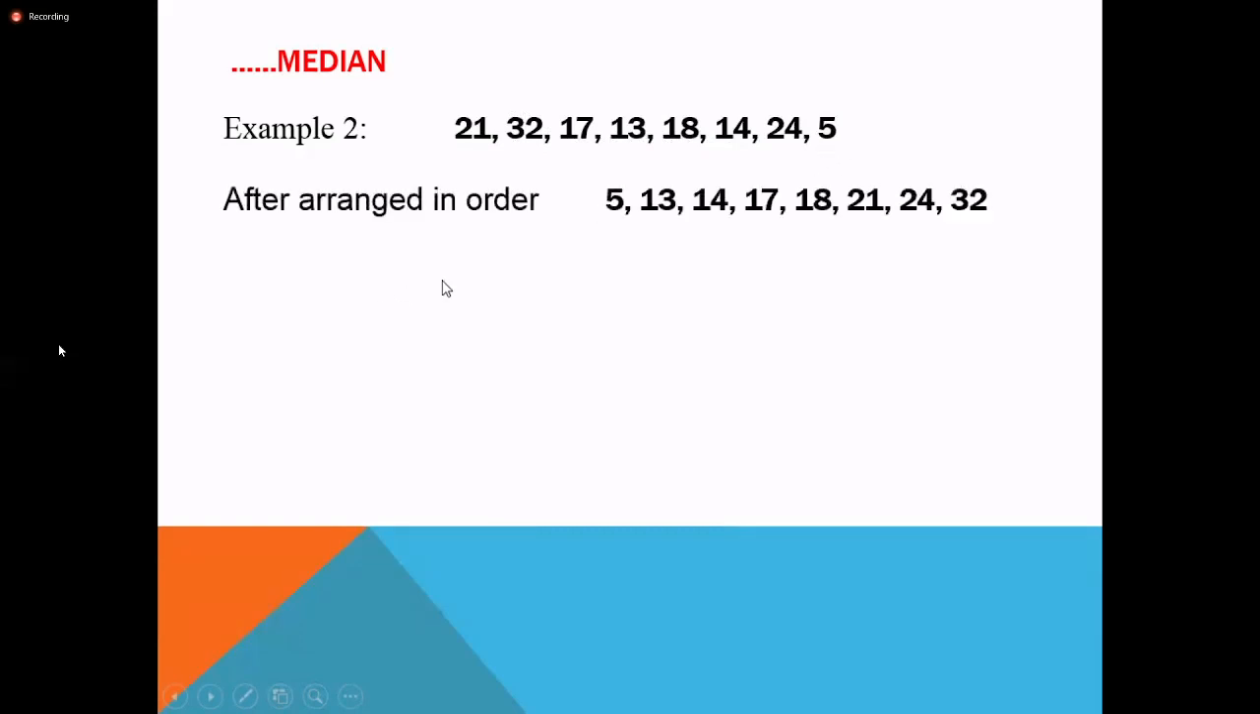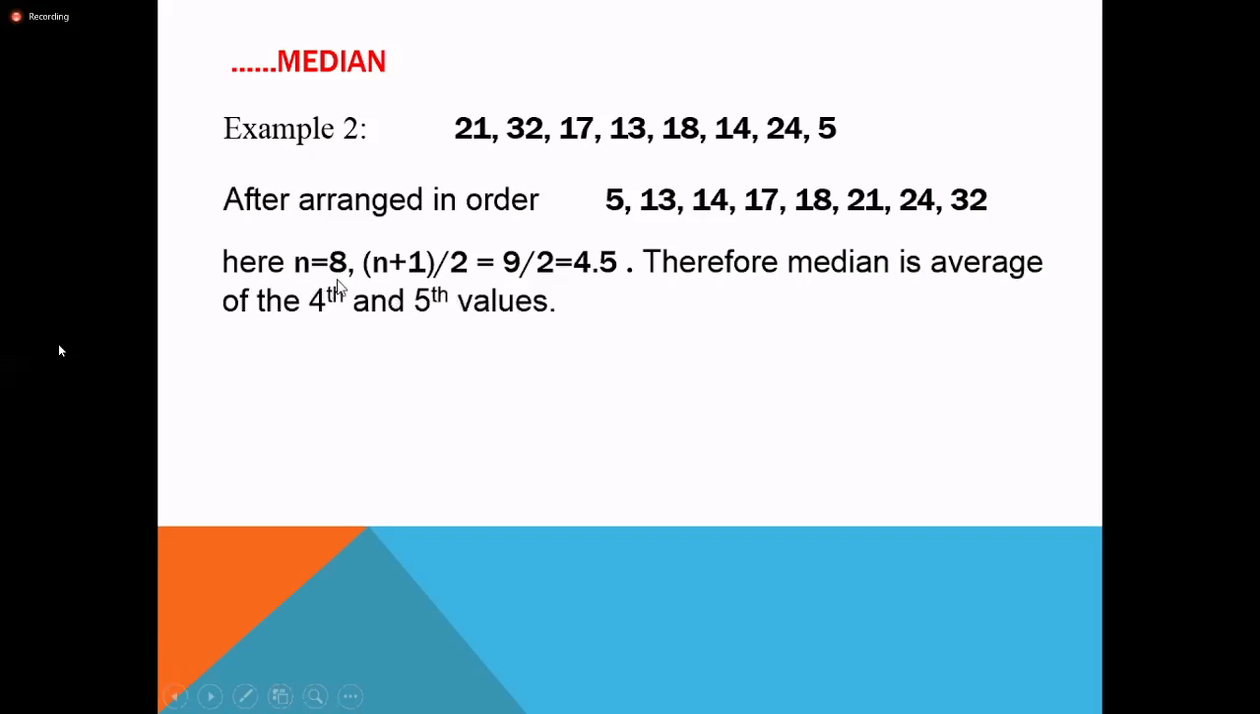Before we calculate the median, we have to arrange them in order, as normally we take ascending order. The lowest value comes first, then the next lowest and so on, and at the end there's the highest value of that list. Here n is 8. Then n plus 1 is 9, divided by 2 is 4.5. So it is not the 4th value; it is the 4.5th value. Therefore the median is the average of the 4th and 5th values.